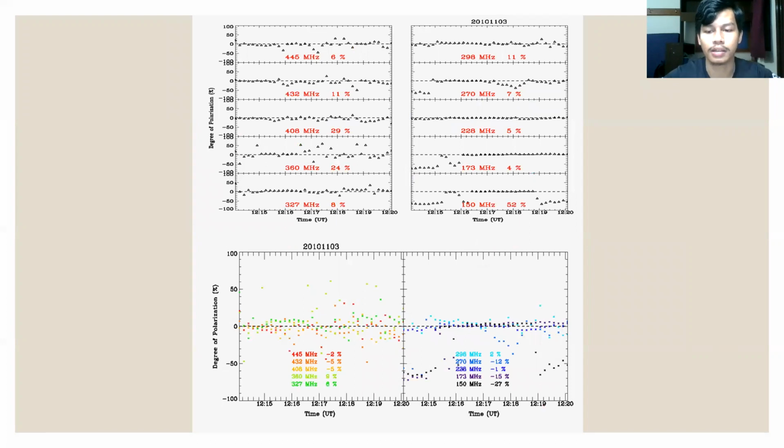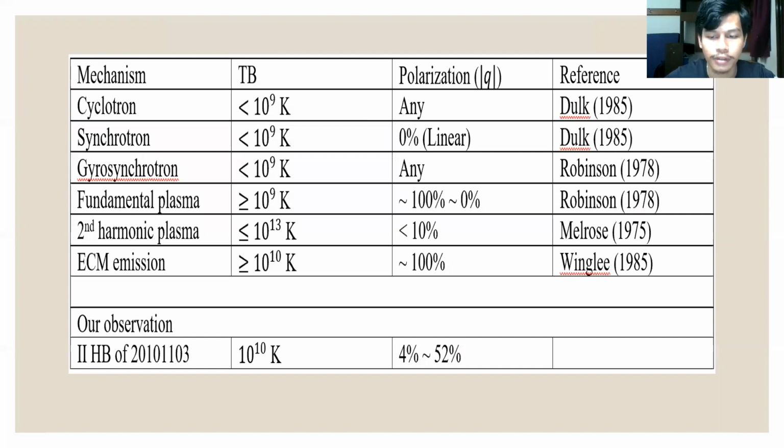Next, we examine the degree of circular polarization of this event as shown in this picture. We can see that throughout the event, the circulation remains steady at values between 4% and 52%. At the same time, we can also see that at certain frequencies, the circulations are negative, which indicates left-handed circulation. Once we have known the intensity and the circulation, we can determine the emission of this herringbone.